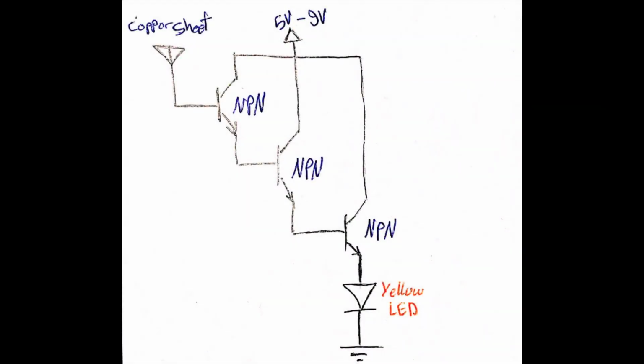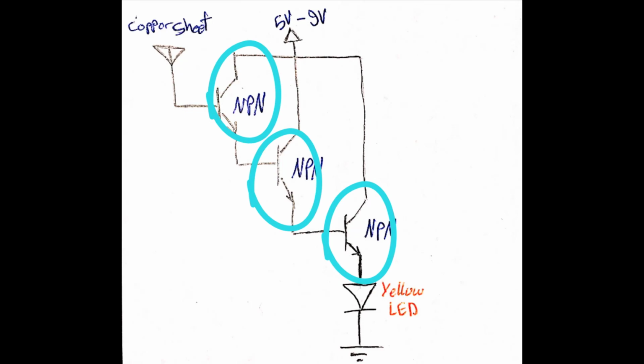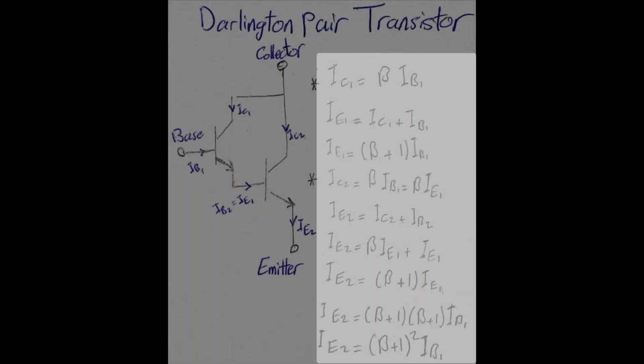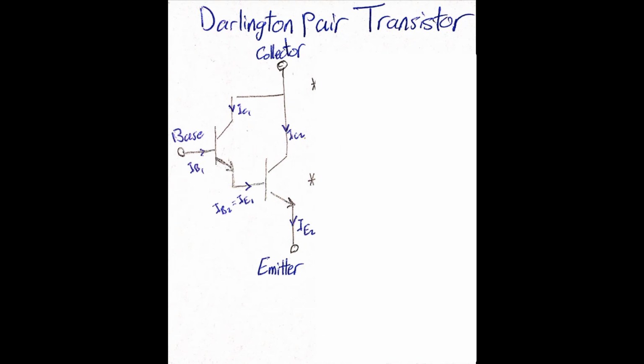Alright, now let's focus on this transistor-based voltage detector circuit. At the first look, the circuit seems very simple, but why these NPN transistors are connected this way? Well, to understand this, let's find the total emitter current in Darlington pair transistor.